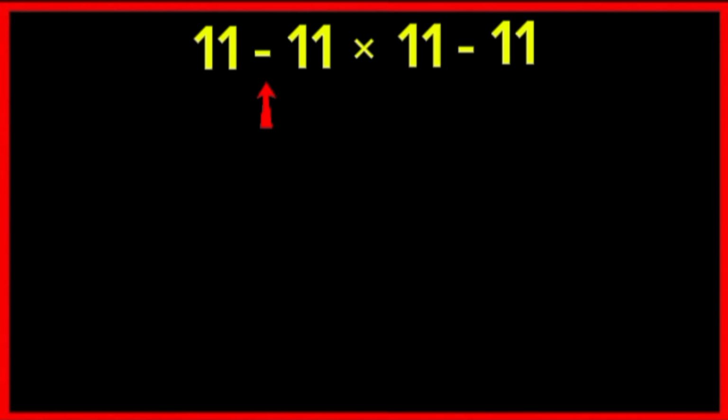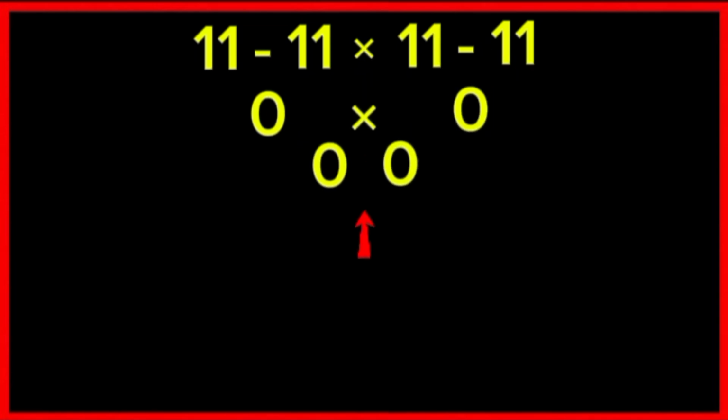11 minus 11 times 11 minus 11. Most students get confused immediately. They see a question like this and quickly subtract 11 minus 11 to get 0, then subtract the other 11 minus 11 to get another 0, and finally multiply 0 times 0 to get 0. But that answer is completely wrong.